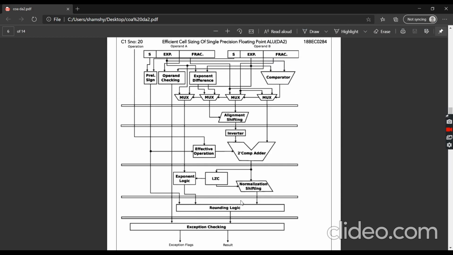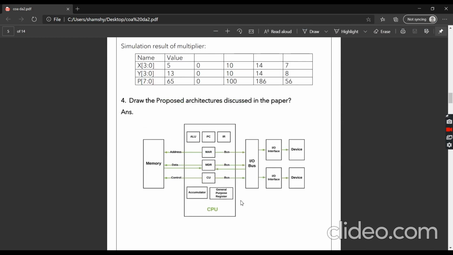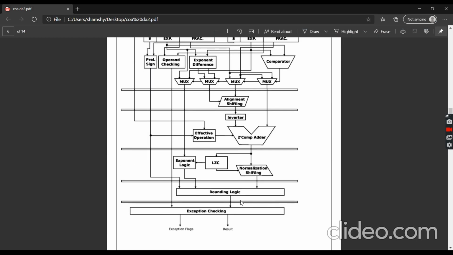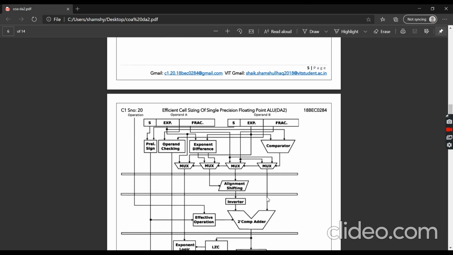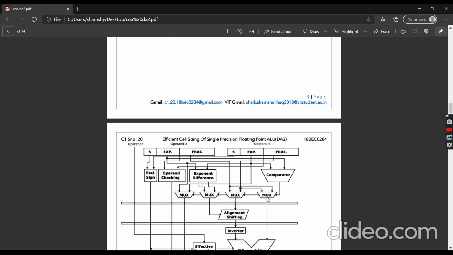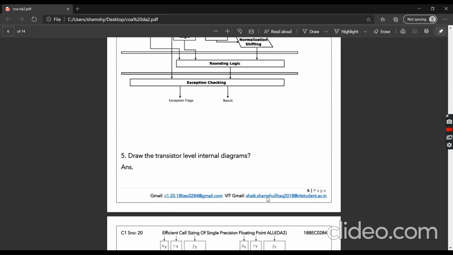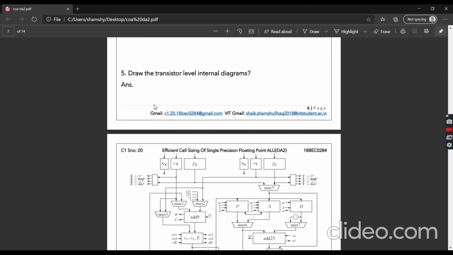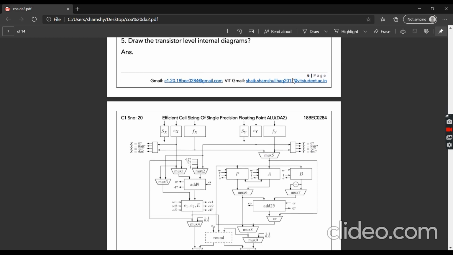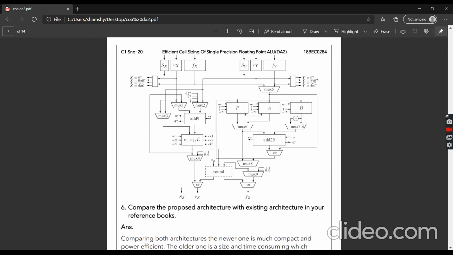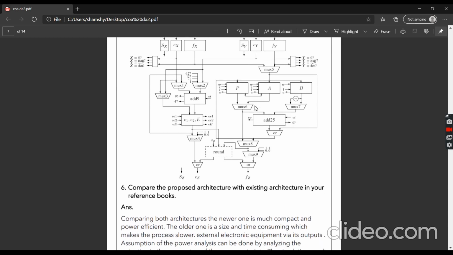We are moving further, and this is another major diagram. This is the major architecture of the arithmetic logic unit we have selected. We are moving on to the fifth question: draw the transistor level internal diagrams. Here is the block diagram. It's a little complex, so it took a lot of time. I am not going to draw it again, so I'm just showing it here. Have a look.